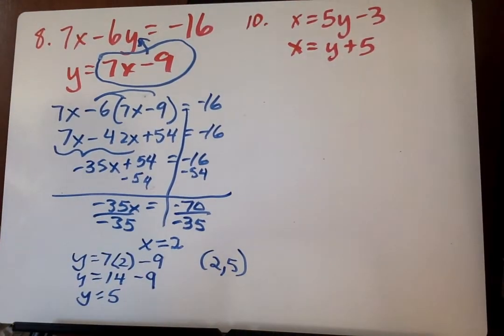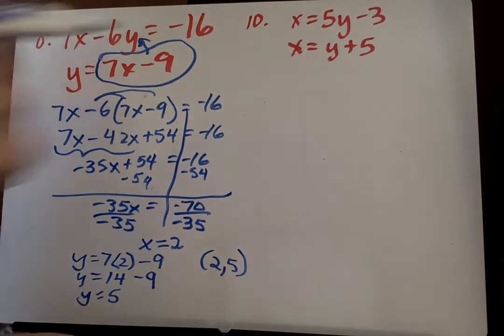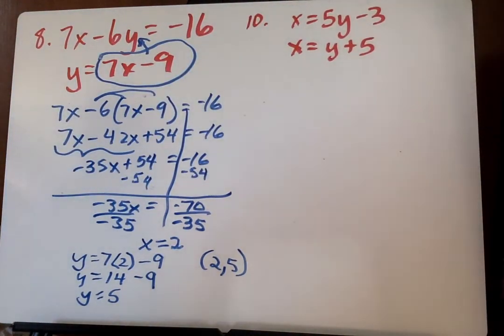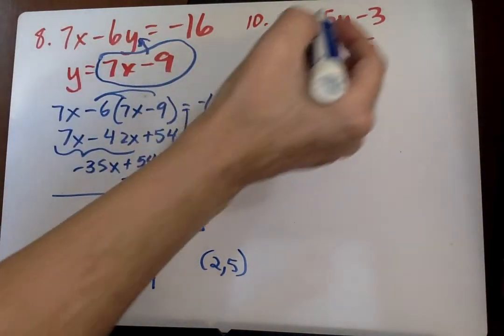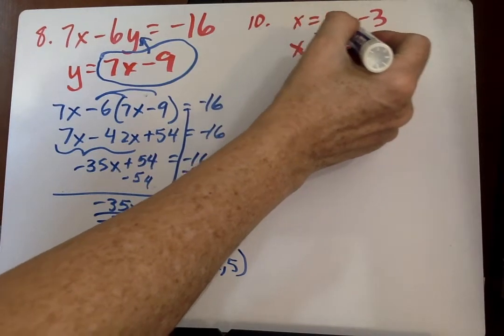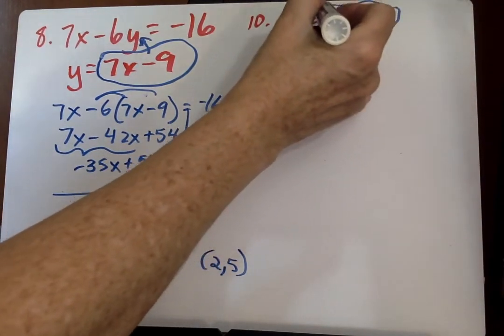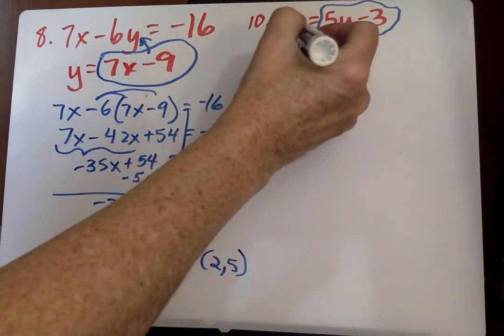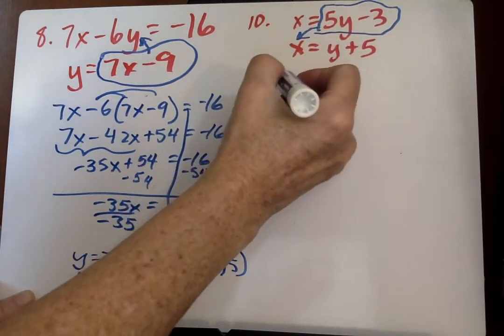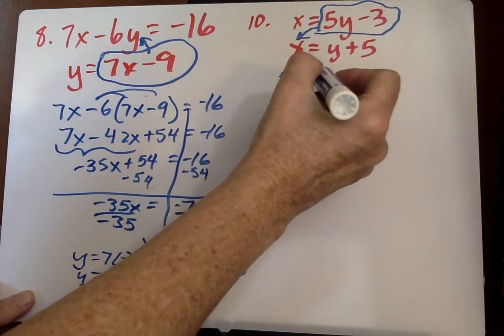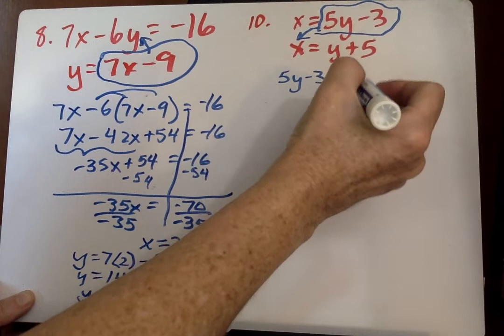Okay. All right. Next, we're going to go ahead and do number 10. Say, what if they're both isolated, Miss Rupert, and they both have x's? Then what do I do? Well, we just pick one, and I'm going to pick this one and substitute it into the other one down here. So I'm going to get 5y minus 3 equals y plus 5.